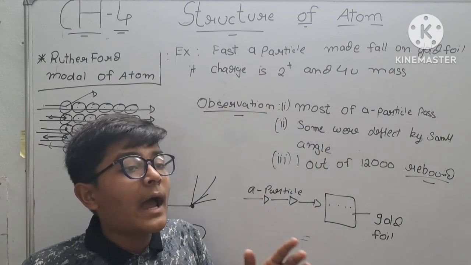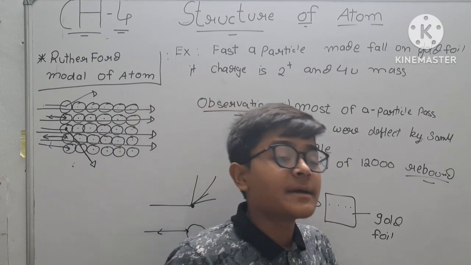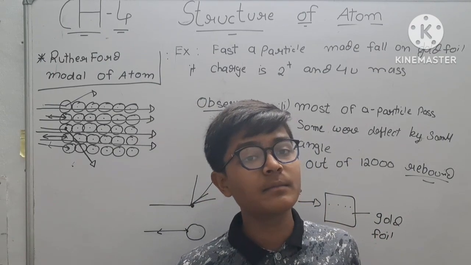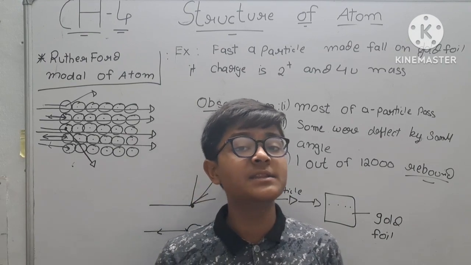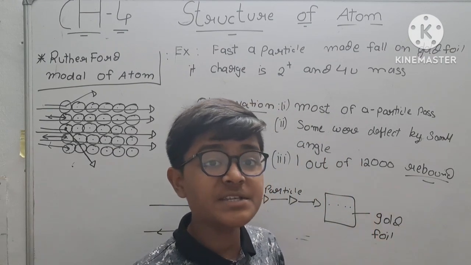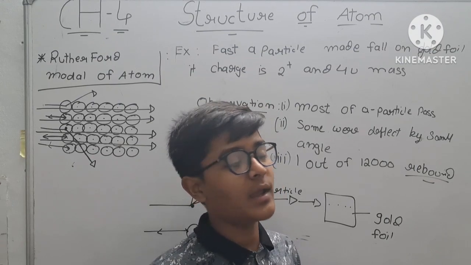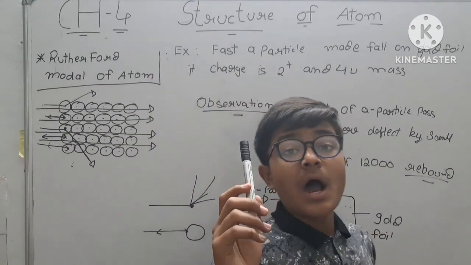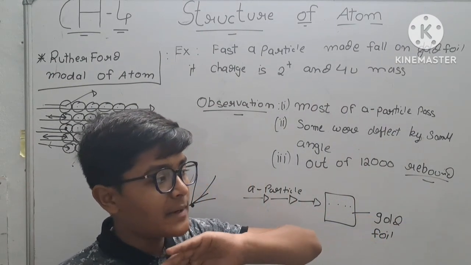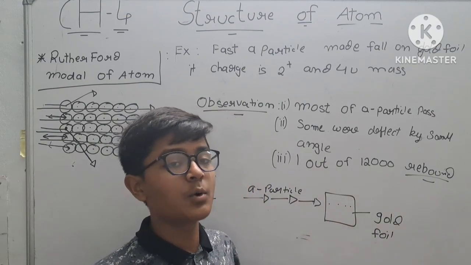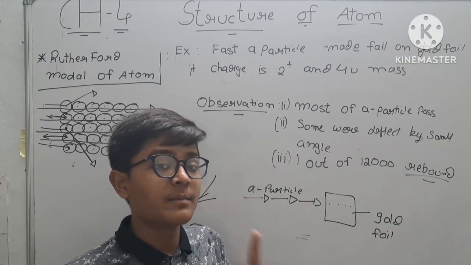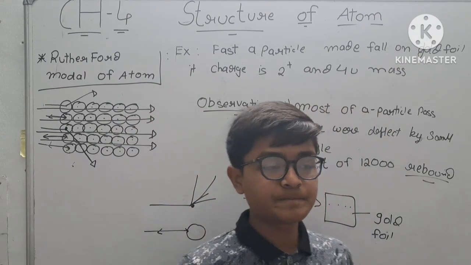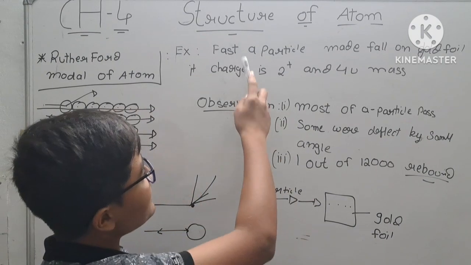He said, I am also shocked, as if I fired a gun at tissue paper and the bullet came back after hitting the tissue paper. He was shocked that 1 out of 12,000 rebounded. That is, if 12,000 alpha particles are made to fall on the gold foil, 1 particle completely rebounds. After this he made the experiment and observation.